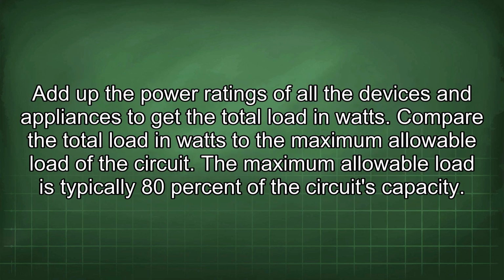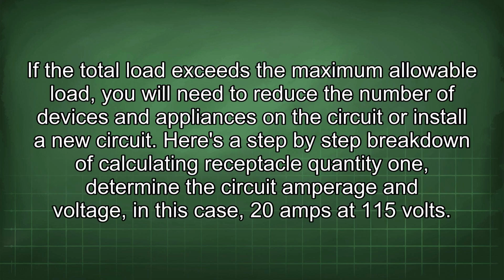Add up the power ratings of all the devices and appliances to get the total load in watts. Compare the total load in watts to the maximum allowable load of the circuit. The maximum allowable load is typically 80% of the circuit's capacity. If the total load exceeds the maximum allowable load, you will need to reduce the number of devices and appliances on the circuit or install a new circuit.